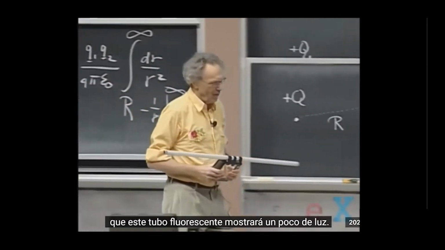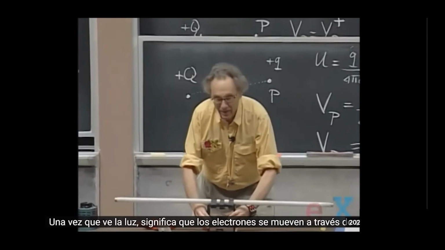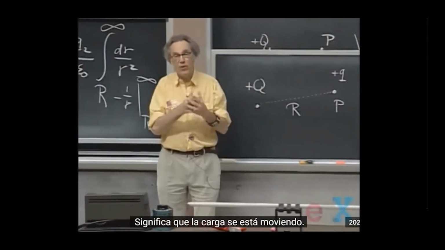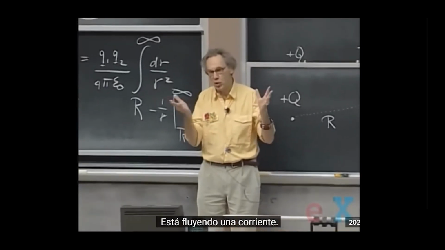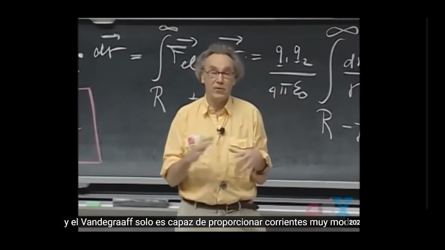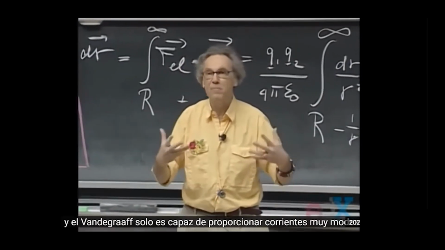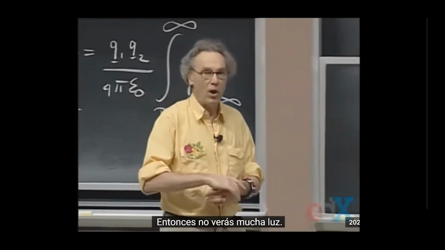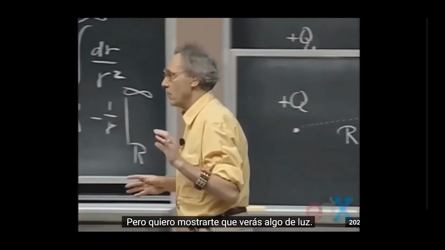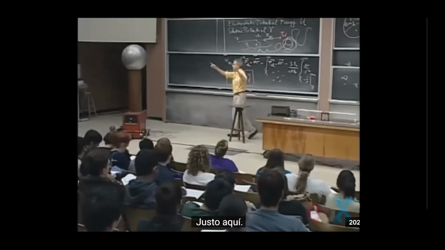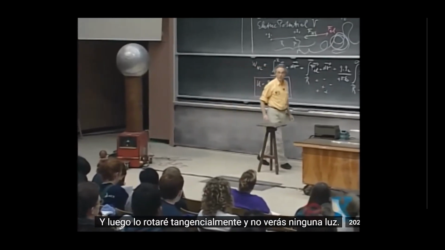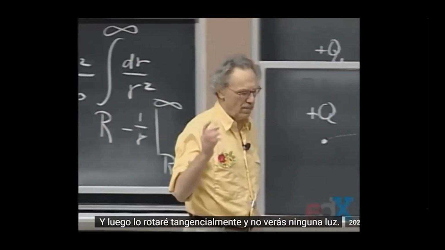Once you see light, it means that electrons are moving through that gas. It means charge is moving. We haven't discussed currents yet, but that's what it means. A current is flowing. And this current has to be delivered by the Van de Graaff. And the Van de Graaff is only capable of providing very modest currents. So you're not going to see a lot of light. But I want to show you that you will see some light, no wires attached, just here, and then I will rotate it tangentially, and you will see no light at all.